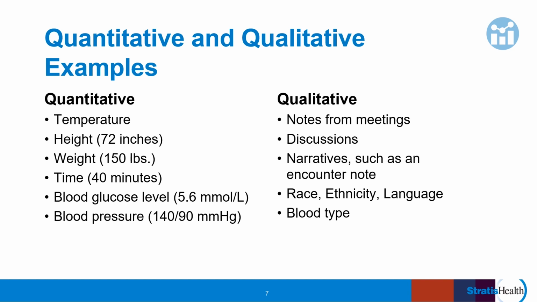Here are some additional examples of quantitative and qualitative data. Quantitative data includes things like temperature, height, weight, time, blood glucose level, and blood pressure. Qualitative data can include information from meeting notes, documented discussions, or narratives such as an encounter note, patient race, ethnicity, and language, or blood type.